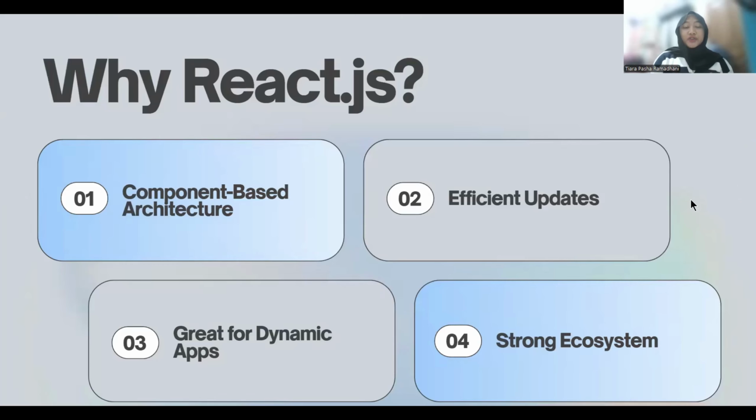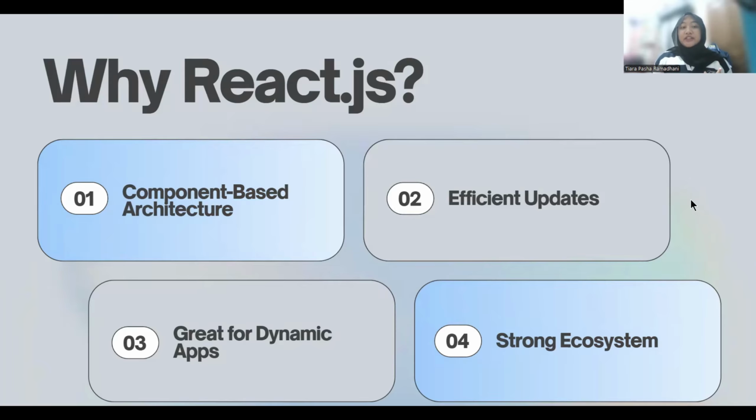So why choose React over other options? First, the component-based architecture. Imagine you're building a social media platform. You need a comment section, like buttons, and share features throughout your app. With React, you build each of these once as a component, and then reuse them wherever you need. And this will save enormous time and ensure consistency.